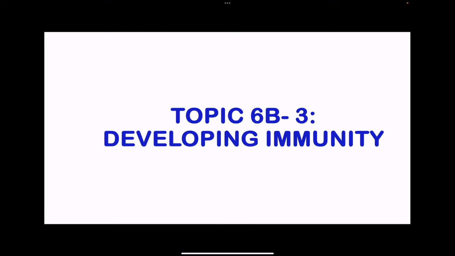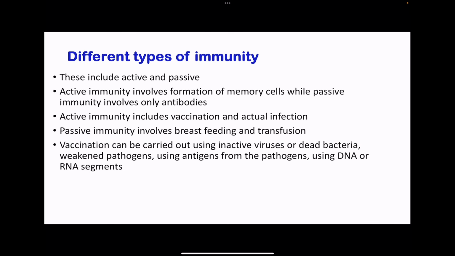Moving on to topic 6b3, developing immunity. Here we're going to look at the different types of immunity. These include active as well as passive. Active immunity involves formation of memory cells, but passive can only use maybe antibodies.